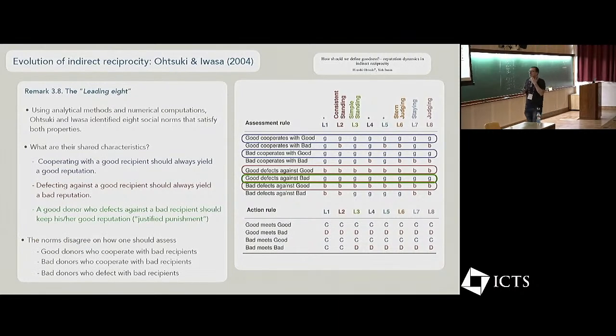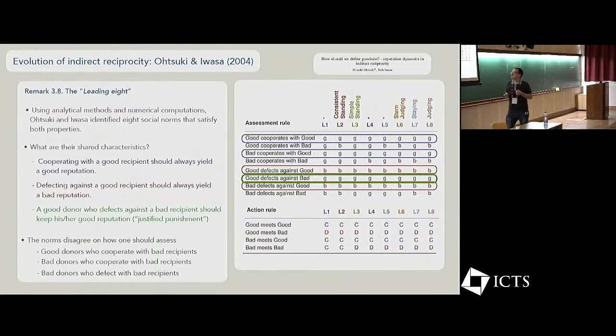All right, and there are 3 points in which these norms disagree. So it's not clear if a good donor who cooperates with a bad recipient, is this good or bad? I don't know. If a bad donor cooperates with a bad recipient, is this good or bad? You could see it either way. And if a bad donor defects with a bad recipient, it could be good or bad. You can see it either way.